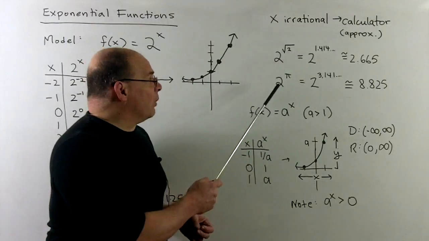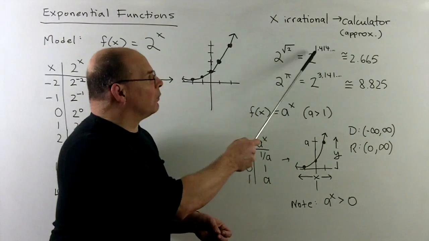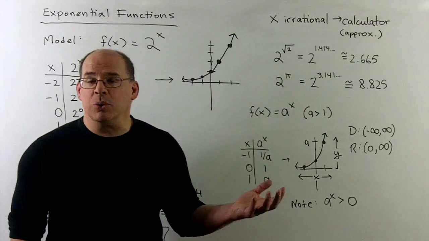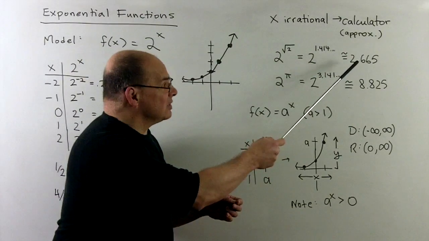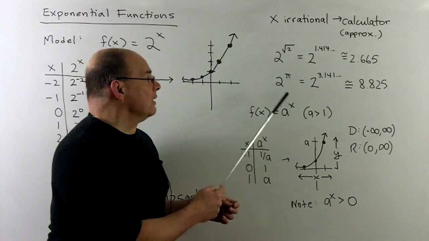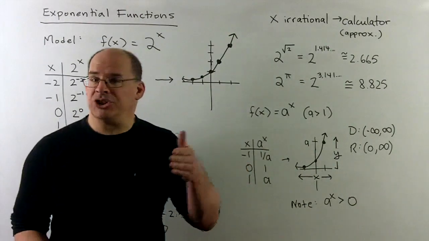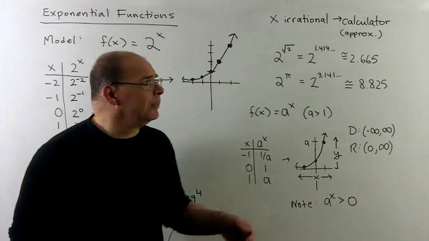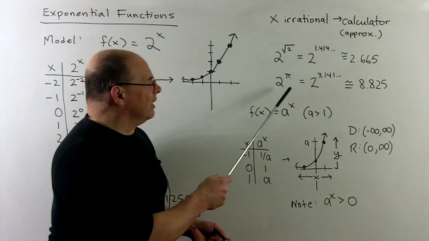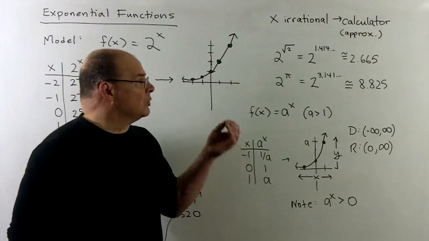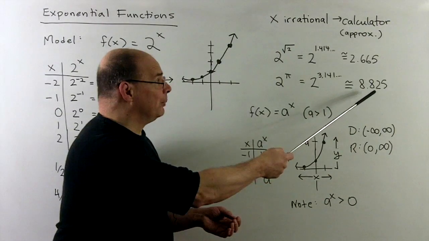So, for instance, if I want 2 to the square root of 2, I could put in 2 and then 1.414, however many decimals you want. If we cut this down to just 3 decimal places, we get 2.665. If I take 2 to the pi, same idea. We go 2 to 3.141 and just chop it off at as many decimals as we need. That'll be roughly 8.825. So note, pi is a little bit more than 3. So 2 cubed is 8. So we expect 2 to the pi to be a little bit bigger than 8 also.